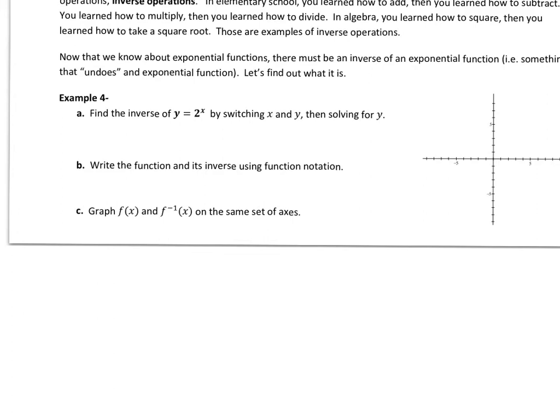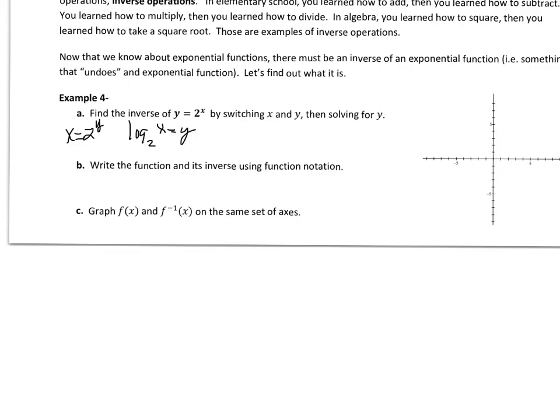Okay, so now we're going to find some inverses here of our exponentials. So look at example 4 now, okay? It says, find the inverse of y equals 2 to the x by switching x and y and solving for y. So now I get x equals 2 to the y, correct? Now if I'm going to solve for y, I got to get that y out of my exponent, right? So how am I going to do that now? We're going to use logarithms. So we have log base 2 of x equals y. There we go.